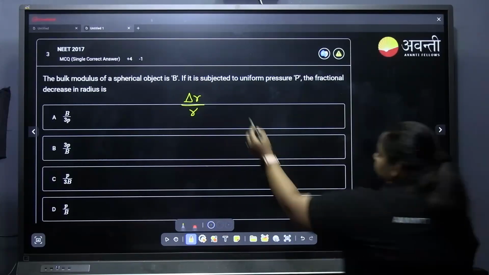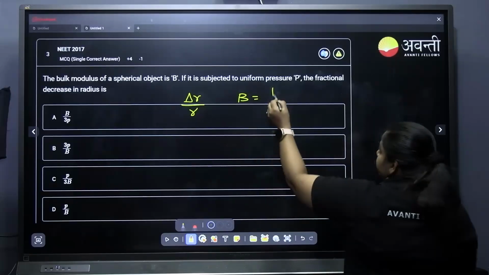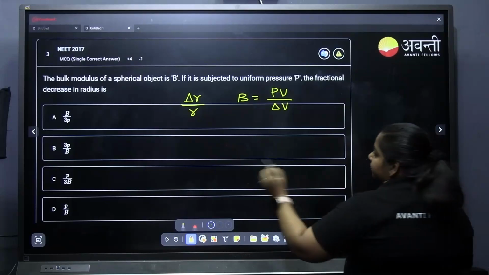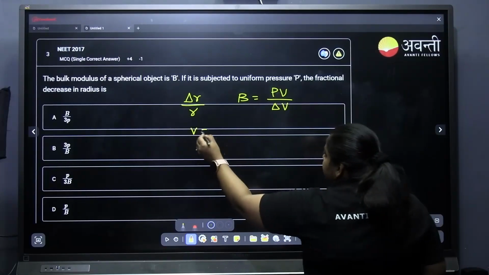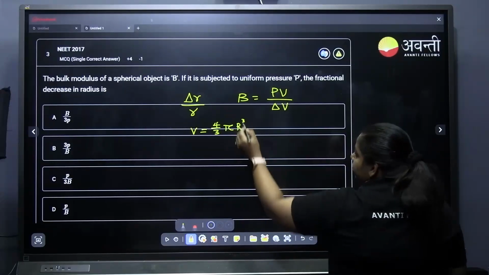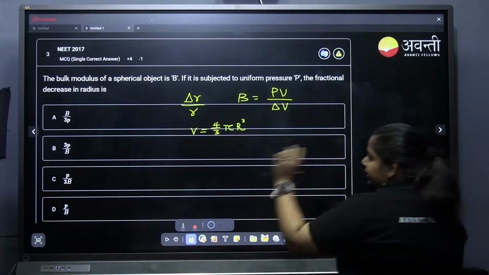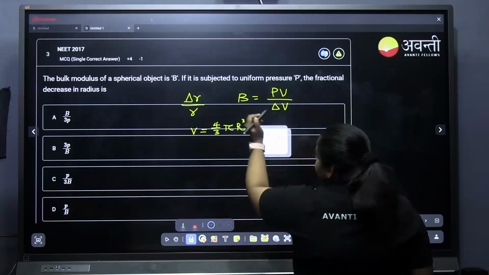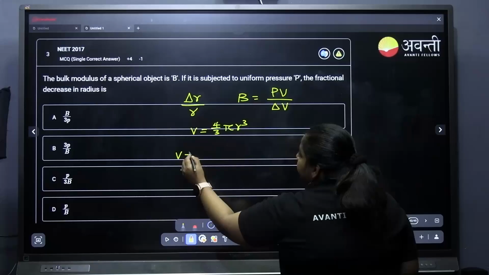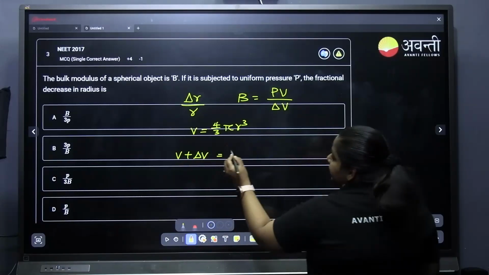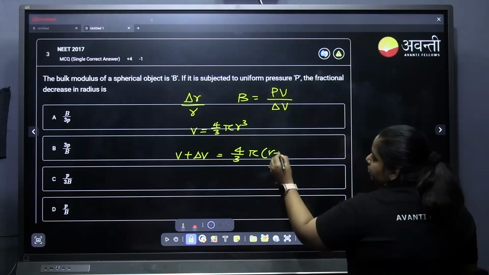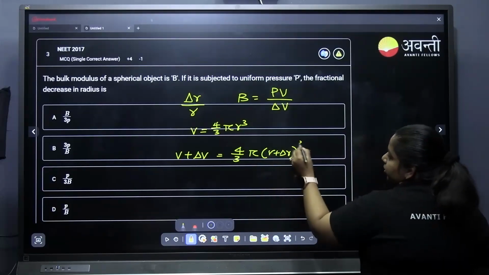Okay, bulk modulus is equal to PV by delta V. Now V is equal to 4 by 3 pi R cube, initial radius, or small r we can use if you want, R cube. New volume will be V plus delta V, that is equal to 4 by 3 pi (R plus delta R) the whole cube.